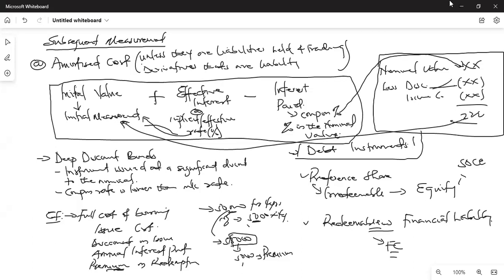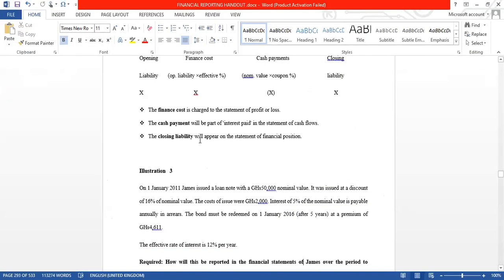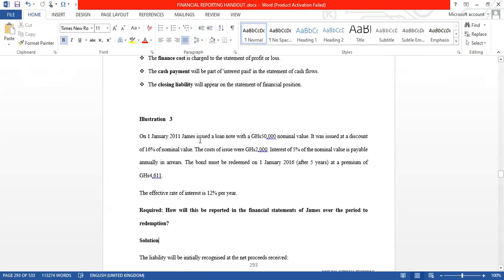Okay. So let's look at some questions. Let's look at this illustration. I will use the solution for explanation. All right. So that is that.